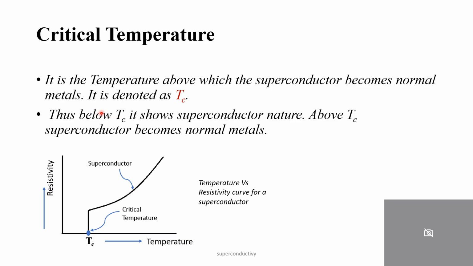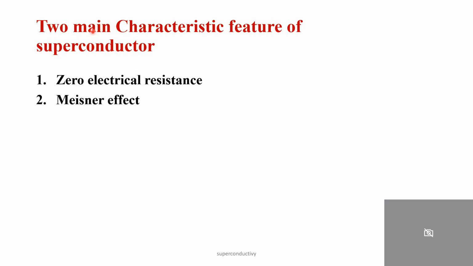As already discussed, the critical temperature is the temperature below which the resistance of the material becomes zero. That means the normal conductor becomes a superconductor. So here we can see that Tc is the critical temperature, and below this region represents superconductivity, and this region is for the normal conductor. So two main characteristic features of superconductors are zero electrical resistance and the Meissner effect.